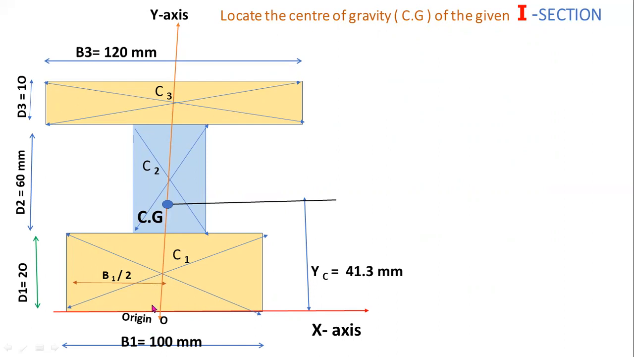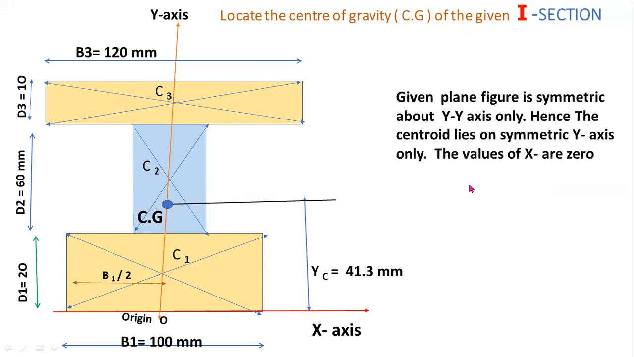So yc is the position of the centroid from the x axis. yc is the distance of the centroid or center of gravity of the entire I section from the x axis. From calculations, yc equal to 41.3 mm. This is the position of the centroid of the entire I section. xc equal to 0 because the centroid or center of gravity of the I section lies on the y axis. So this is the final answer for this I section.